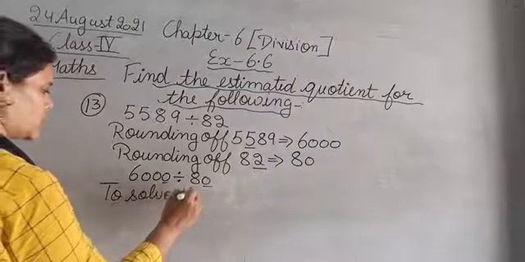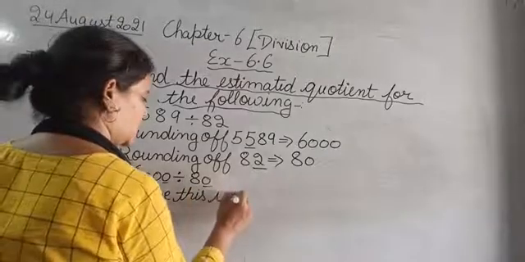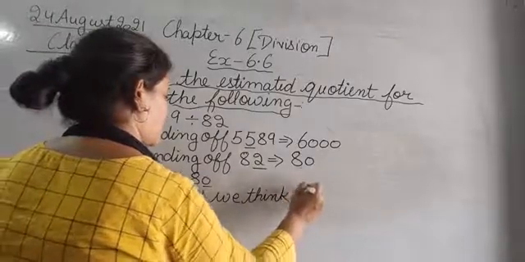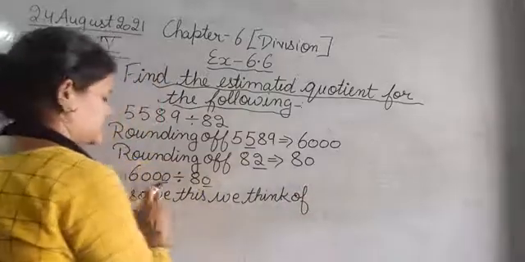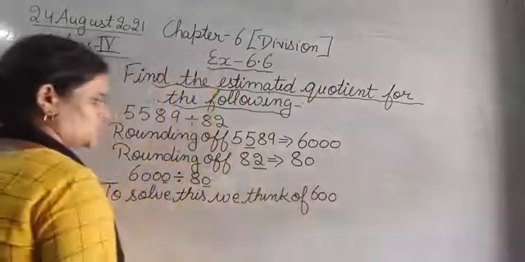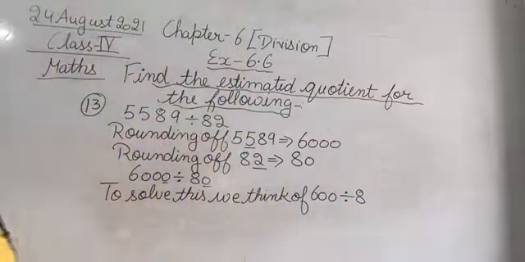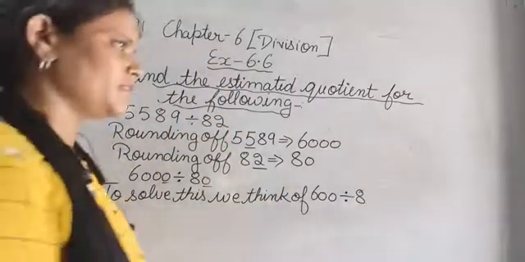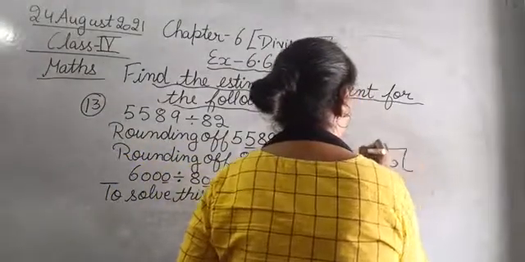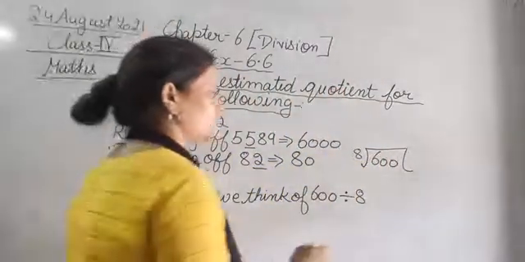So we will write the statement: to solve this, we think of 600. Remove a zero from 6,000 and it will become 600. To solve this, we think of 600 divided by 8. So let's divide 600 with 8.